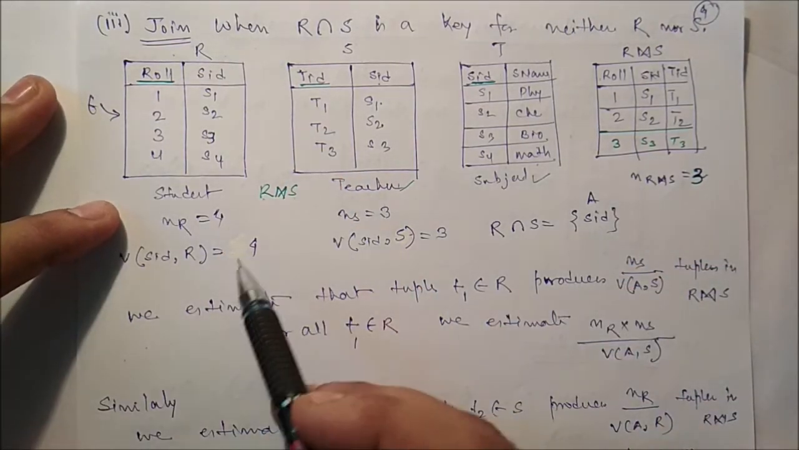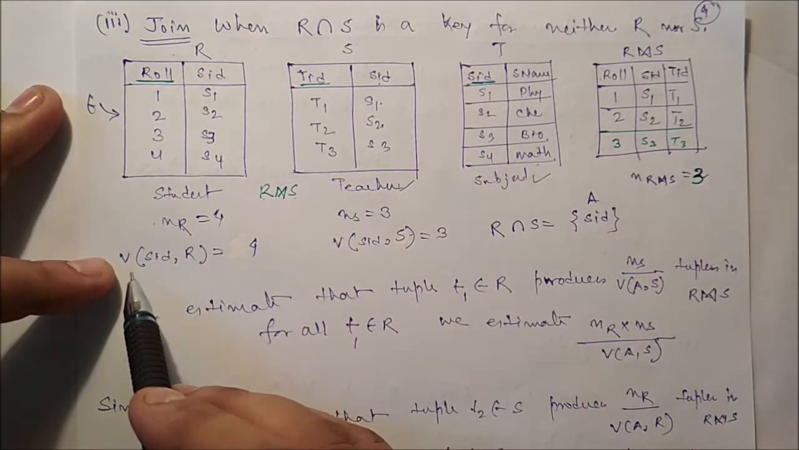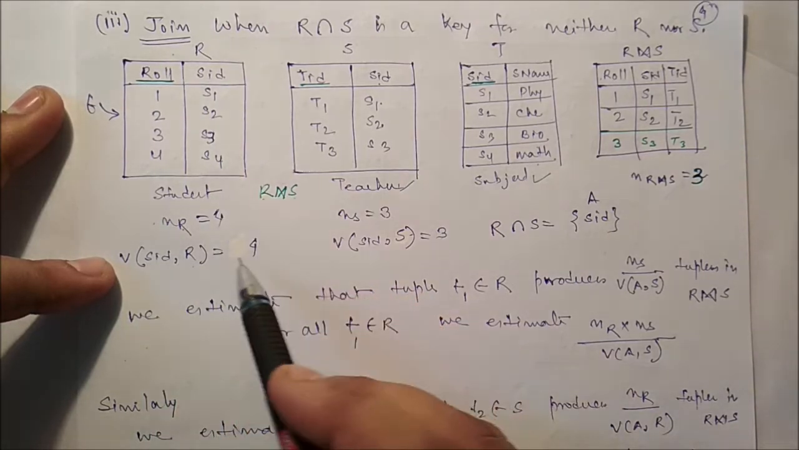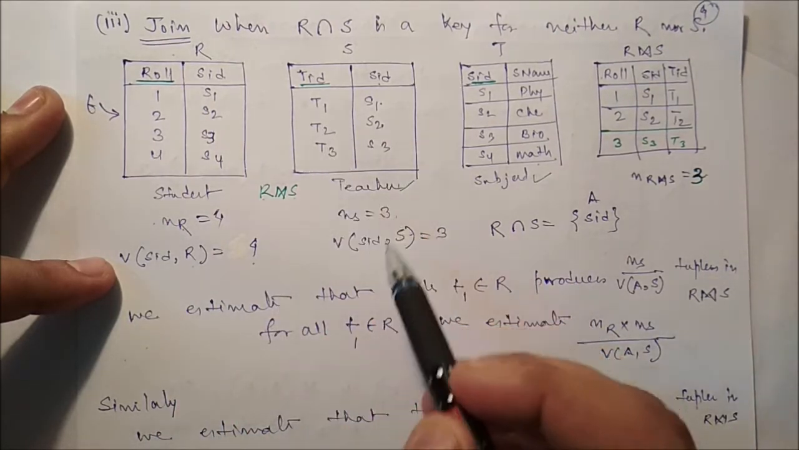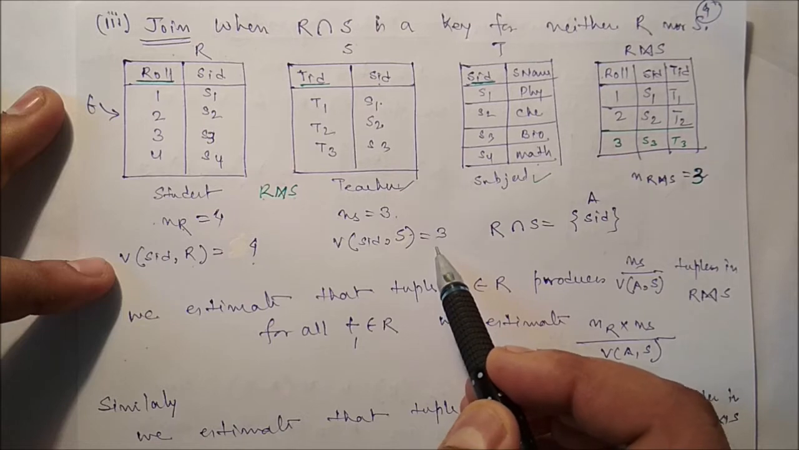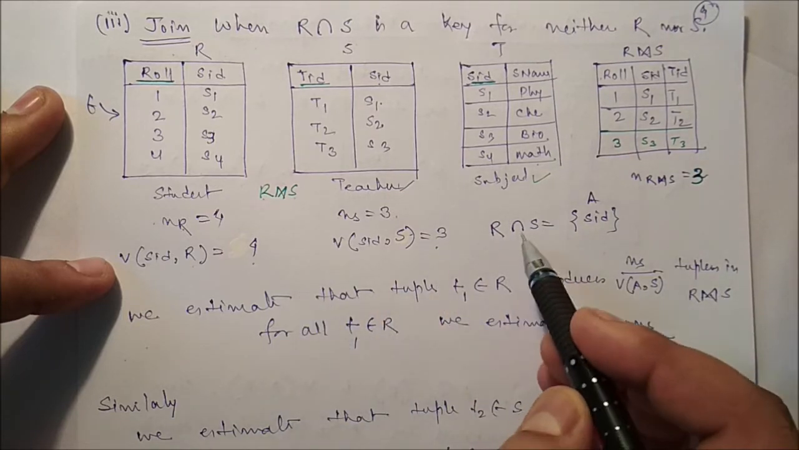Are you getting this one? So what is the inner number of records? 4. Number of distinct values what? S1, S2, S3, S4, 4. Number of records, it is 3. Number of distincts is what? It is 3. And here R intersection S.